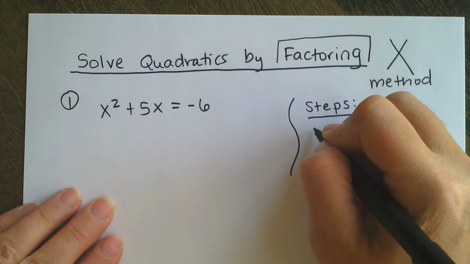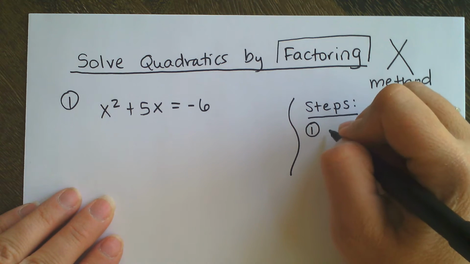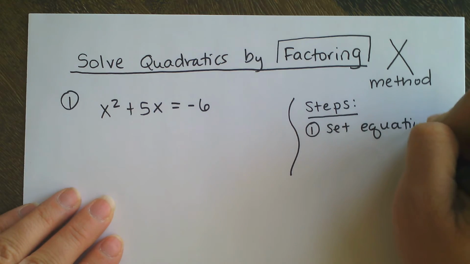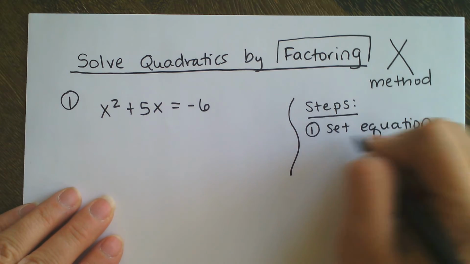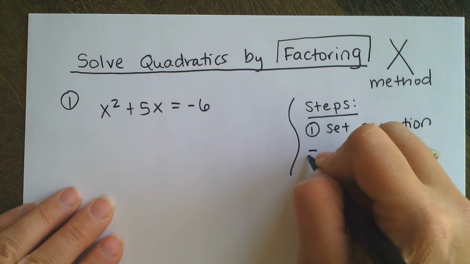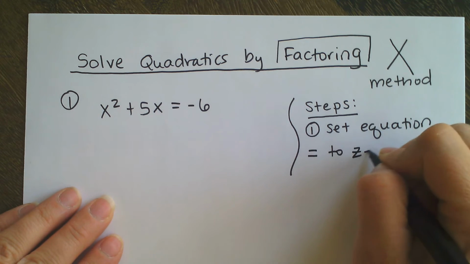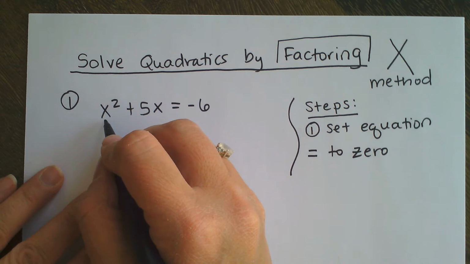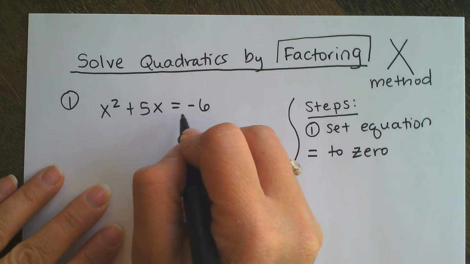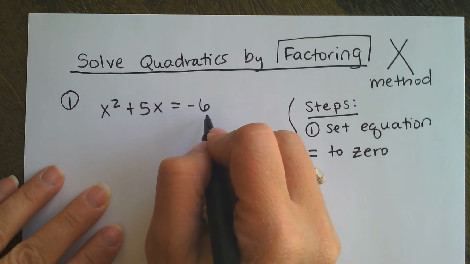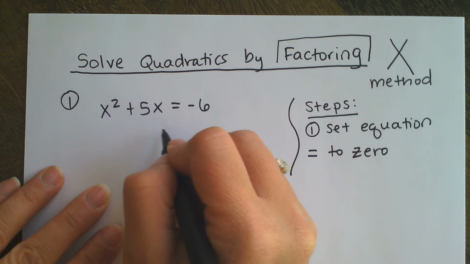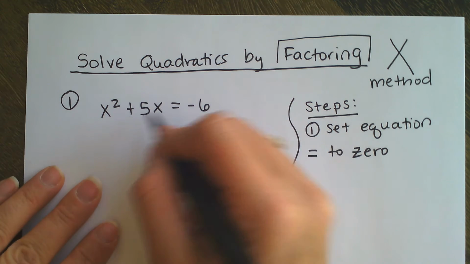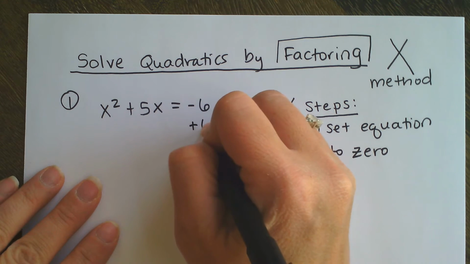We're going to make sure that our equation is set equal to 0. And what I mean by that is I want x squared to be positive, and then I have plus 5x, but I don't want this minus 6 on the right side of the equal sign. I actually want to bring that over to be with everything else so that we can factor it. You cannot factor it in this form. So I'm going to add 6.